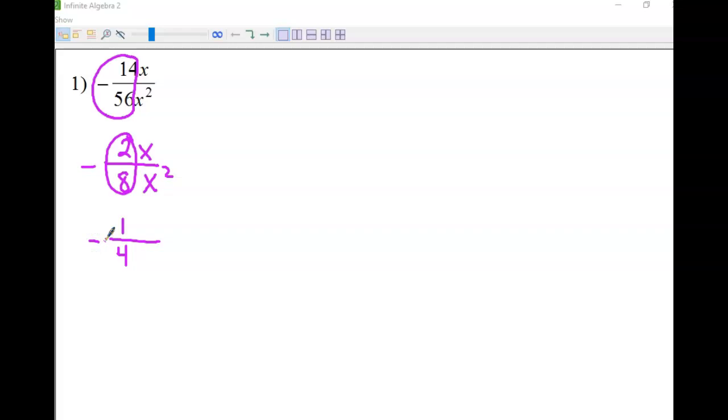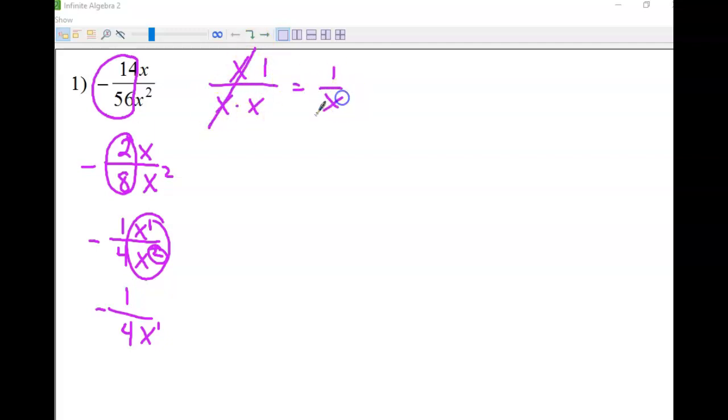So there's that. But we also need to reduce the variables. When you have variables, you're just going to subtract them. 2 take away 1 is 1. So I'm going to end up with an x to the first power, and it's going to go on the bottom because the bigger one was on the bottom. A good way to illustrate that is x over x squared: when you reduce it, you're left with the x on the bottom. So wherever the bigger one is, that's where the leftovers go. In any event, that's your answer for number 1.